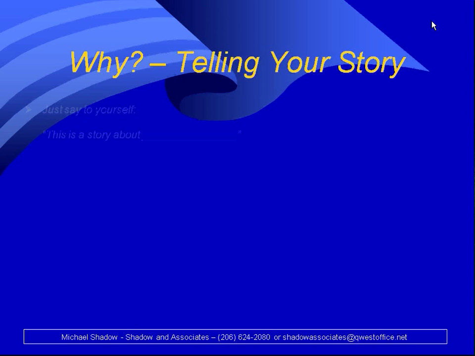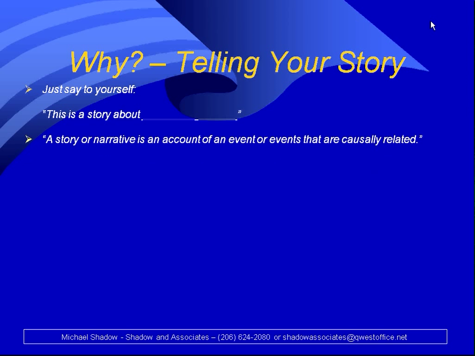Well, you just need to say to yourself, this is a story about, and pick one of those words in the earlier slide. In my example, I was thinking, this is a story about family. This is a story about sacrifice. And starting with that, you can build the narrative around it, which is an account of an event or events that are causally related. So you start, this is a story about family, it's a story about sacrifice.